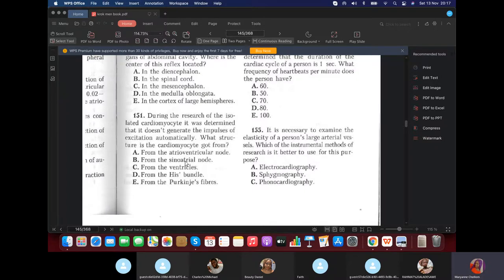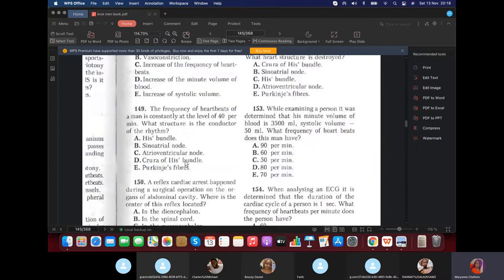During the research of an isolated cardiomyocyte, it was determined that it does not generate the impulse of excitation automatically. What structure in the heart is this cardiomyocyte gotten from? Another point you should write down is that your SA node, your AV node, your bundle of His, and your Purkinje fibers can generate impulse automatically, but your ventricles cannot generate impulse automatically. Write that down. So that's why your answer is ventricles.